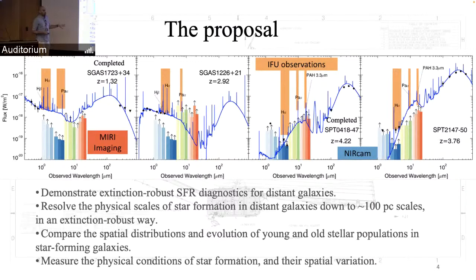The main scientific goals that we are trying to address with this program is demonstrating star formation rate indicators in an extinction robust way. So we are targeting H alpha and Paschen alpha for all our galaxies, and H beta for the less extincted ones, and also PAHs for the high redshift ones, which are dusty star-forming galaxies. And we also have IR luminosity for the dusty star-forming galaxies. We have UV slope for the lower redshift galaxies.